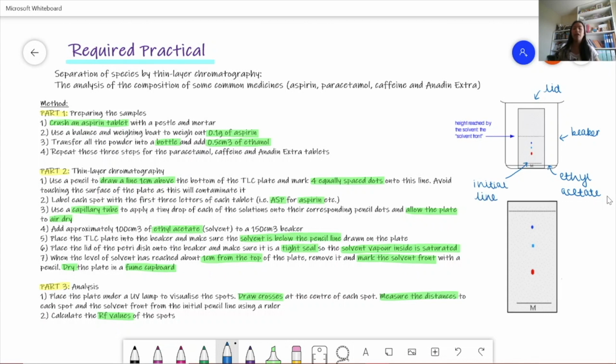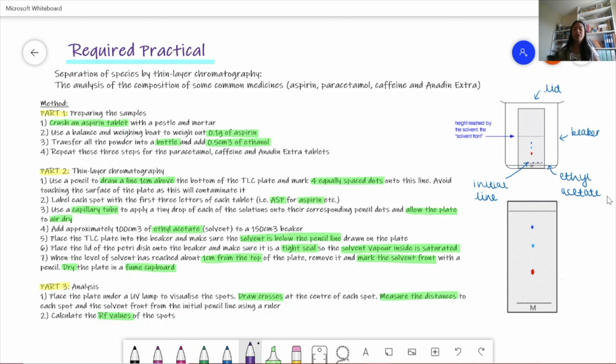And so we have these spots which are going up. And we wouldn't actually exactly have this because we would have 4 spots. So on the initial line, we would have 1, 2, 3, 4 like that, evenly spaced. And so we would have dots going up the paper from these 4 spaces. And they also wouldn't be coloured because our spots will be colourless.